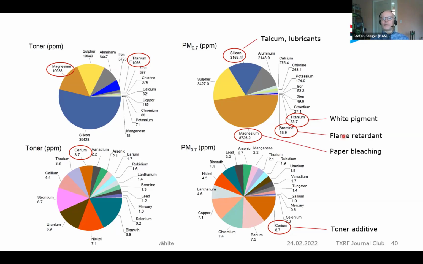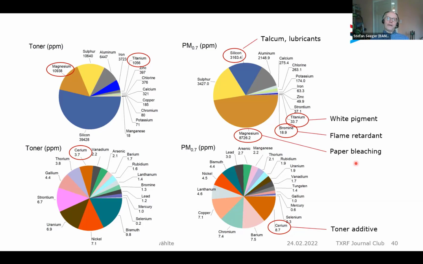It may come from the structure of the printer itself, which may become heated to an extent that it emitted bromine. And if the structure consists of polymers, for instance, then bromine is a very typical flame retardant. Not allowed any longer, but anyway, it was there in the aerosol. And magnesium is also a very typical ingredient for paper bleaching, for instance.